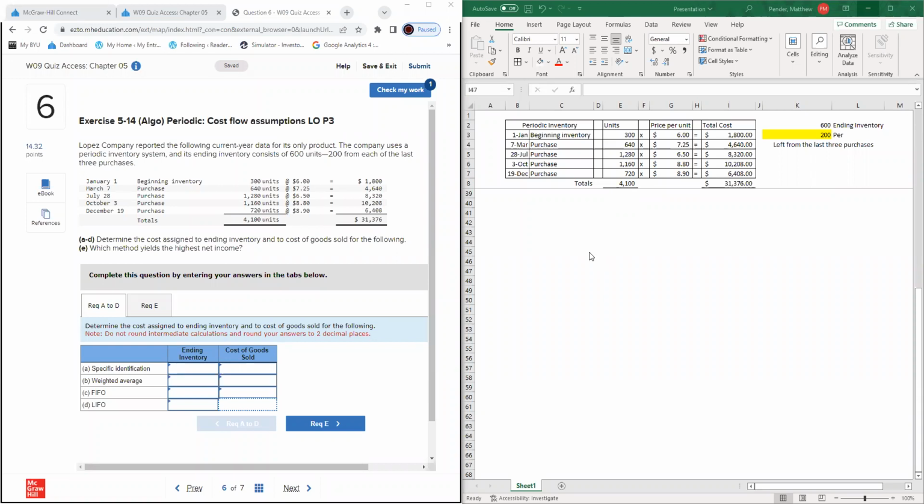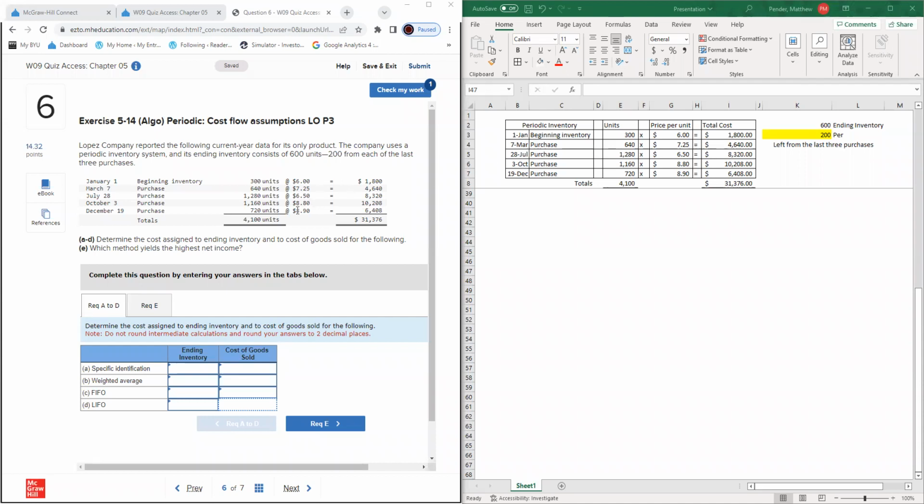Hello, I am doing the review for Quiz Access, Week 9, Chapter 5, question number 6. Everything I'm doing through Excel just helps make sure I don't mess up when I'm typing in all my information. It helps me stay consistent and work through what's going on.